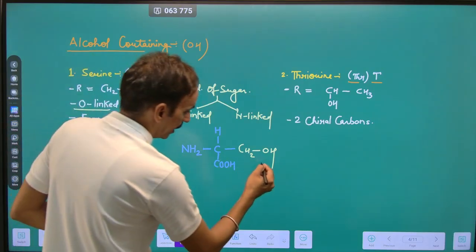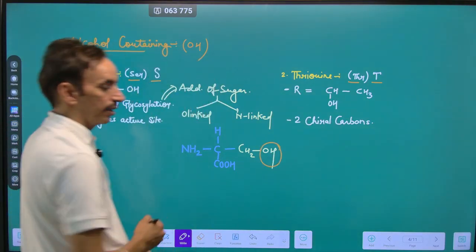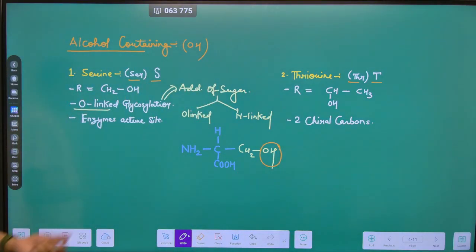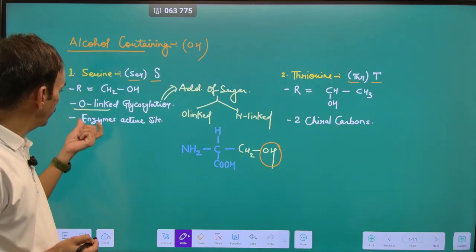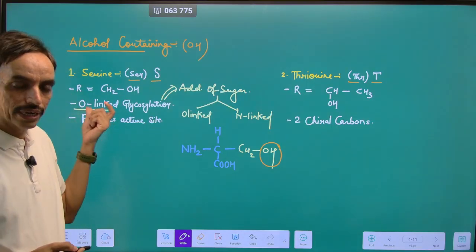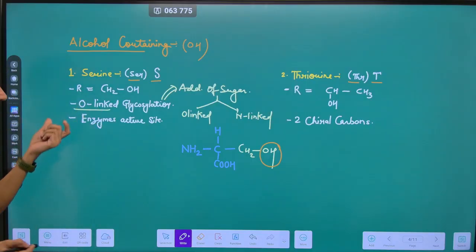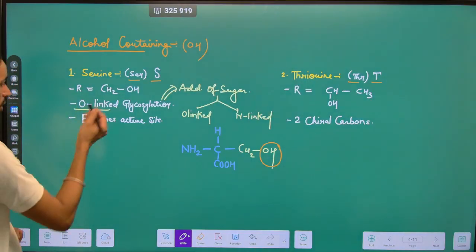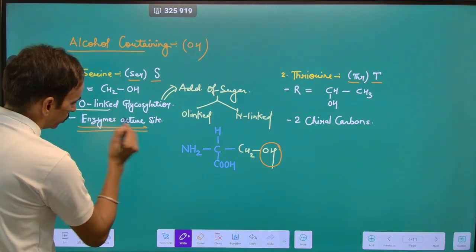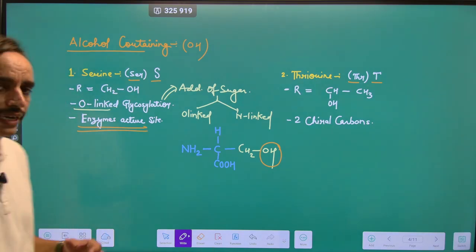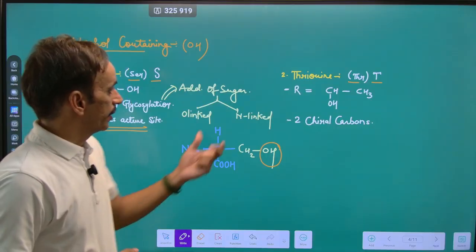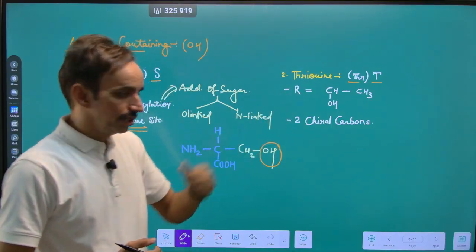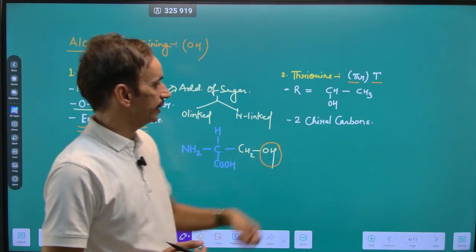The sugars can be added on this molecule. So this involves the formation of glycosidic bond, or we can say this involves the process of O-linked glycosylation. It also remains present at the active sites of enzyme where the catalysis occurs. Next type of amino acid, it is the threonine. Here the value of R is this.